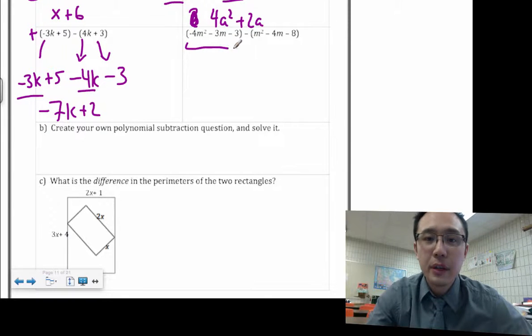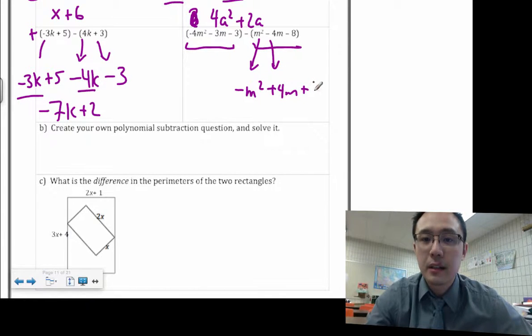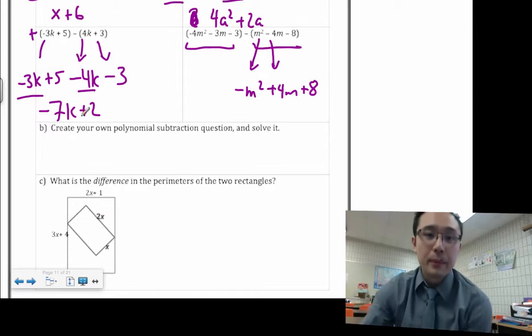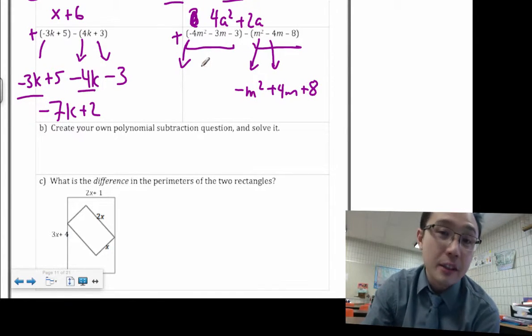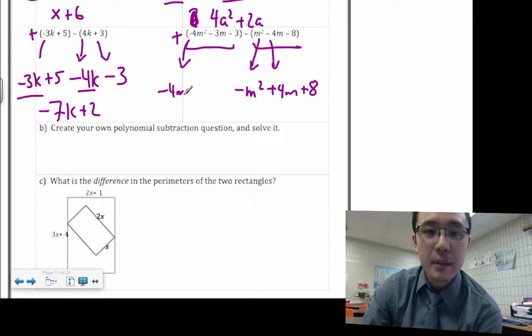This one's a trinomial with a negative sign, so switch all the signs to the opposite: negative m squared, this one is going to be positive 4m, this one's going to be positive m. And then drop the brackets for this. There's a positive invisible one, so negative 4m squared minus 3m minus 3.